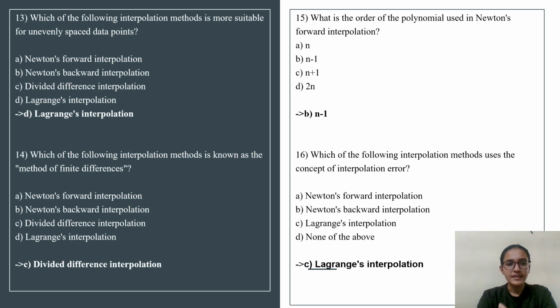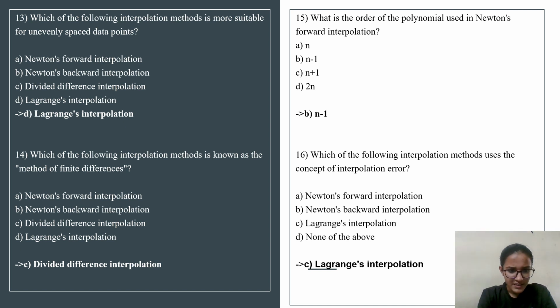Question number 13 is, which of the following interpolation methods is more suitable for unevenly spaced data points? You already know that we cannot use Newton forward and backward interpolation techniques for unevenly spaced data points. So the correct answer will be Lagrange's interpolation technique.